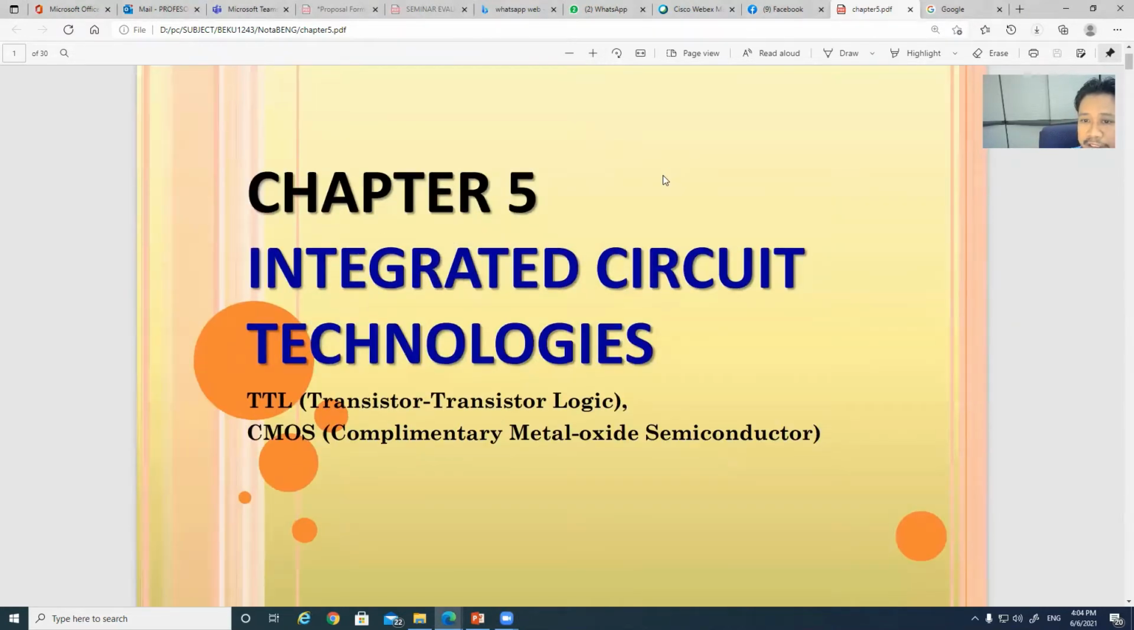Chapter 5 is the integrated circuit technology. Inside the integrated circuit technology, we have the TTL, which stands for Transistor-Transistor Logic, and CMOS, which stands for complementary metal-oxide semiconductor.